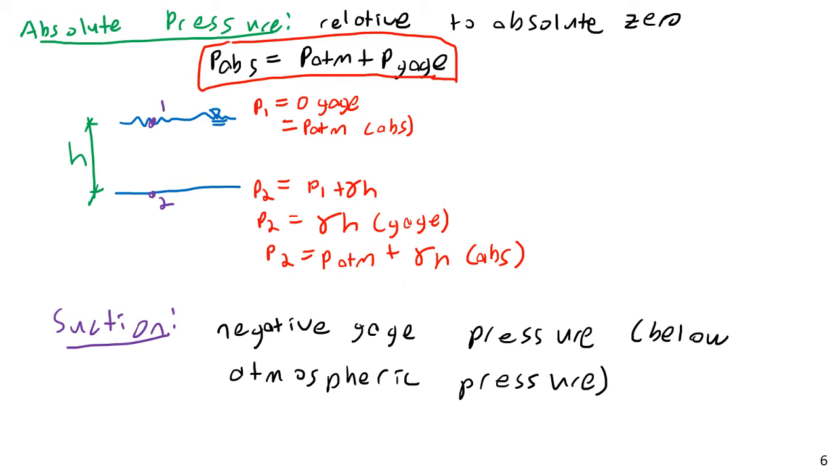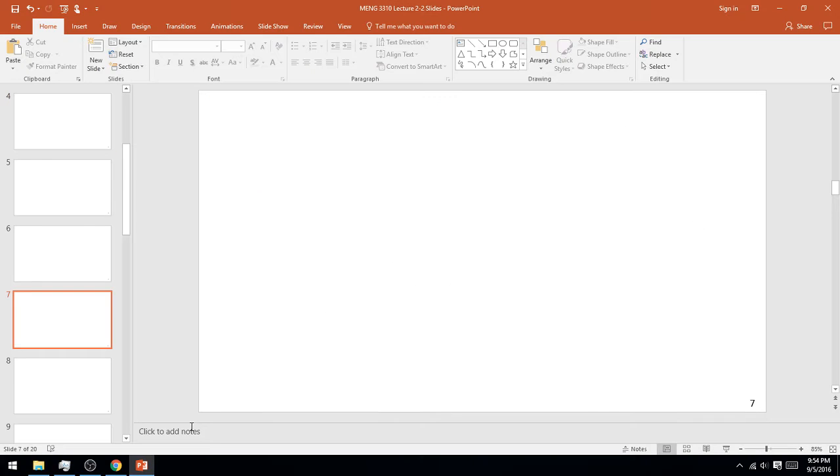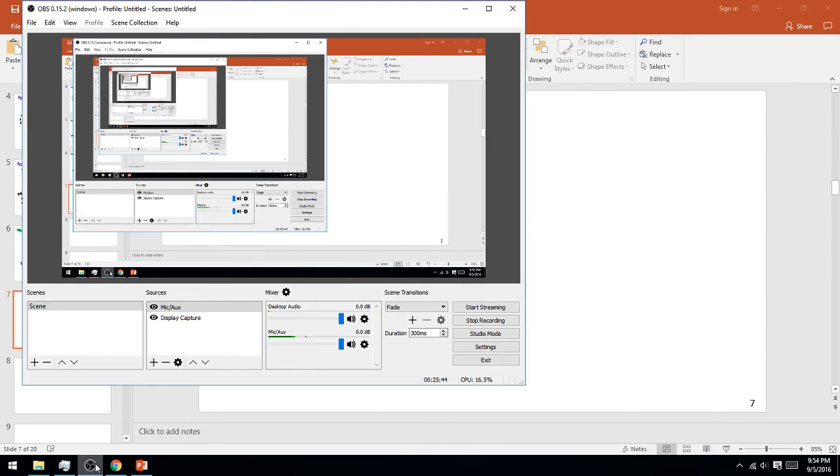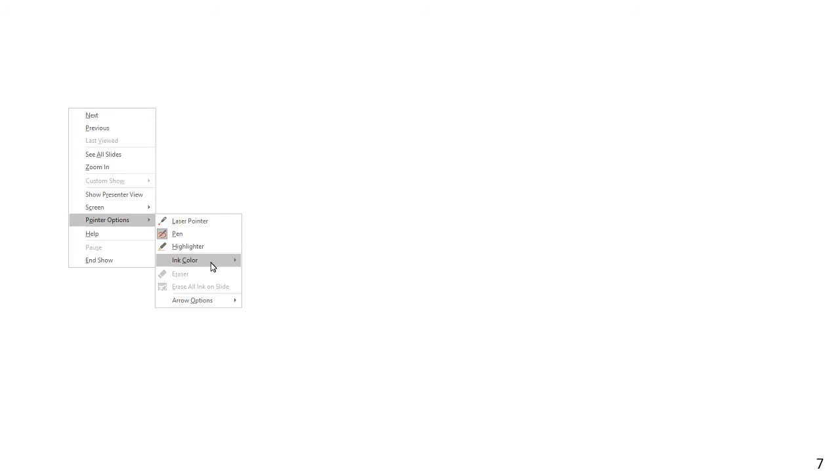Okay, so next I want to move on to talk about, so I'm going to use those tools as I move through the lecture. Next I'm going to move on to describing some pressure measuring devices. Make sure everything's still rolling, and yes it is. Okay. So let us discuss some pressure measuring devices. Well, the first one is going to be the common barometer.